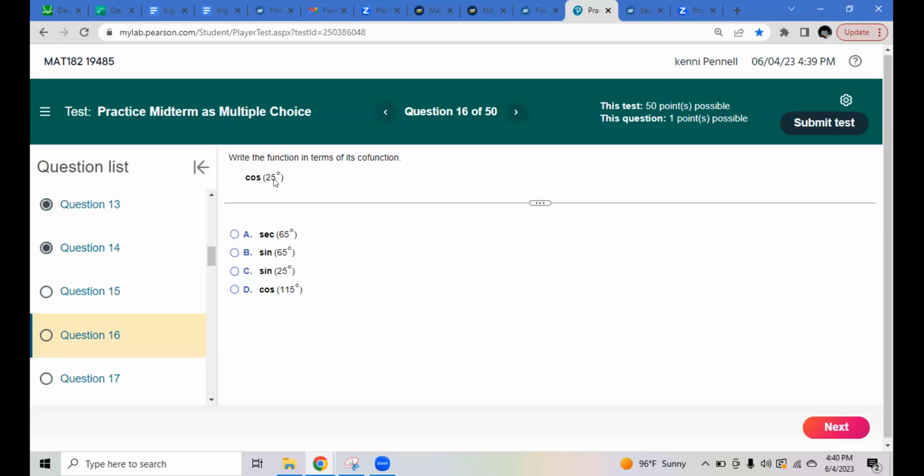Okay, wait, so what's the first step? You have to recognize that cosine goes with sine, so it's either B or C. And then you have to subtract the angle that's given from 90. Wait, how do I determine that it's B or C? Because they're both sine and the cofunction of cosine is sine. Okay, yeah, because cosine and sine, they're the reciprocals or whatever, right? They're not really reciprocals, but if it helped to think of it that way, they're really shifted graphs of each other. Okay.